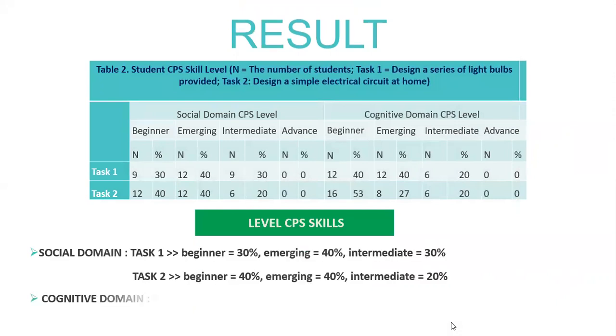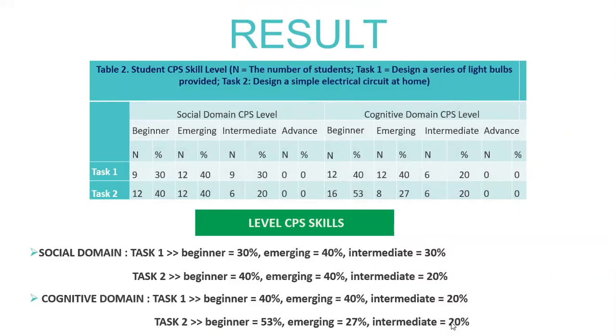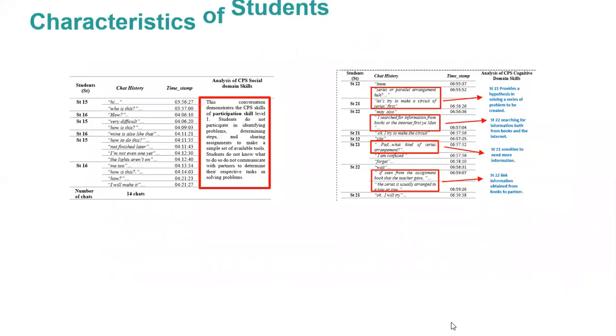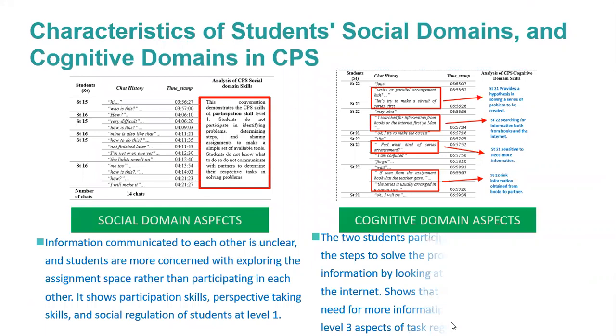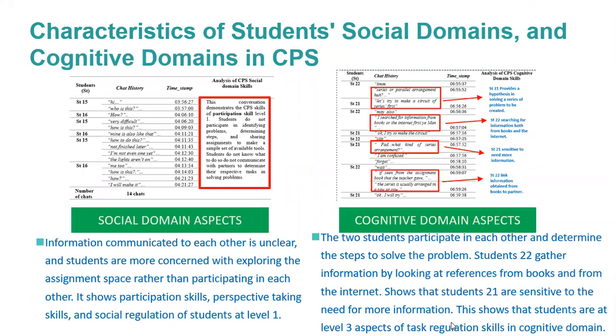Result. As you can see from the table, for social domain CPS level, in task 1 and task 2, only 30% and 20% of students can reach intermediate level. It also happened in the cognitive domain, only 20% of students in both tasks. Now, how about the characteristics of students' social domain and cognitive domain in CPS?